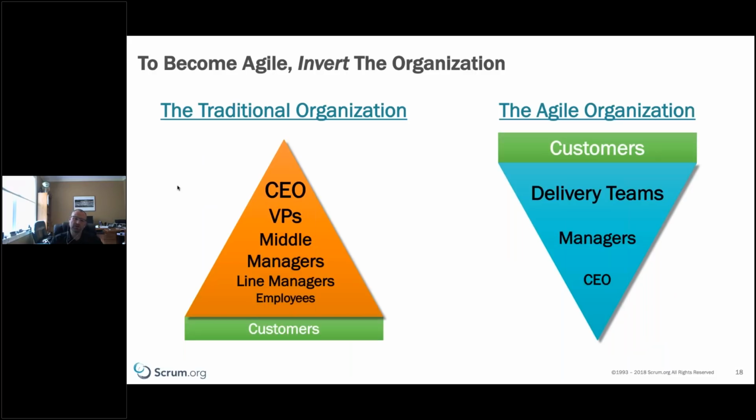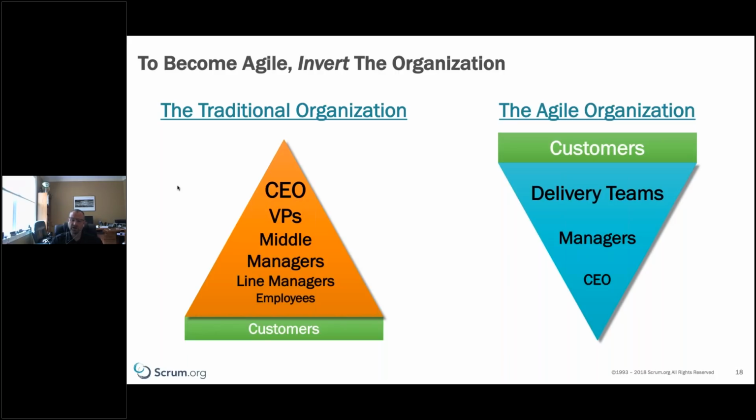So to become agile, we need to kind of invert the organization. If I was to draw this, and I borrowed this slide, I would actually make it a circle and put the customer in the middle. A traditional organization is very top down, right? CEOs and VPs and so on, driving toward what they believe customers want. The agile organization turns that on its head. The agile organization is going to put customers first, and the customers are going to drive what is needed.